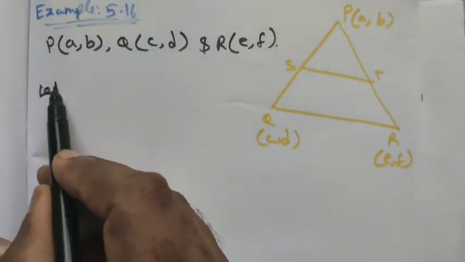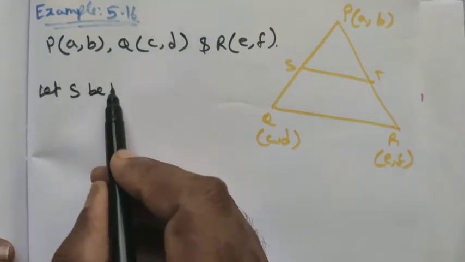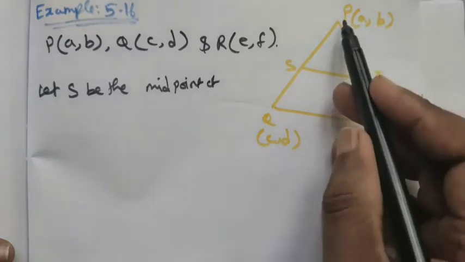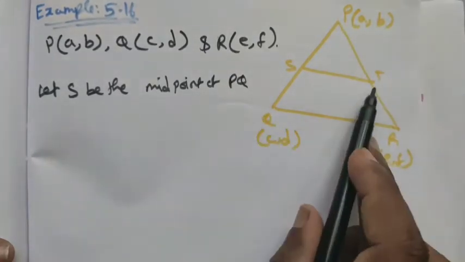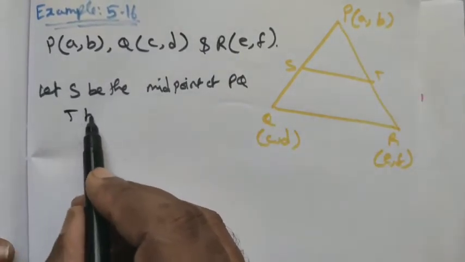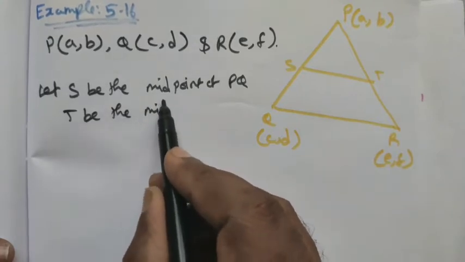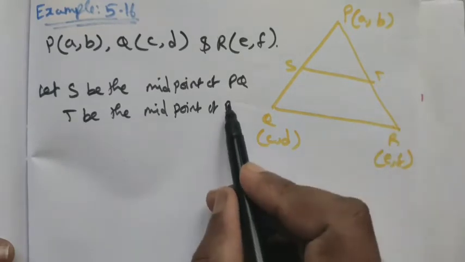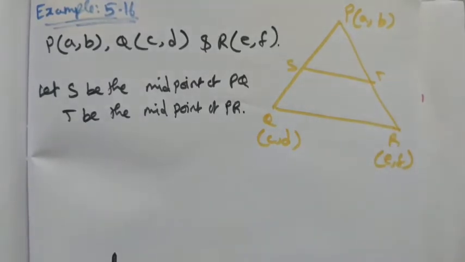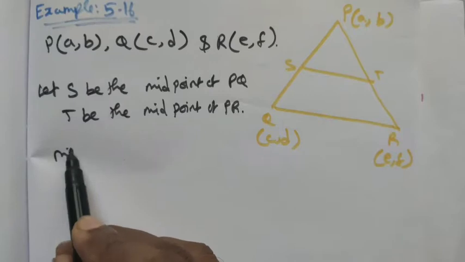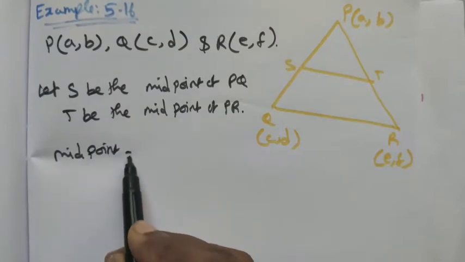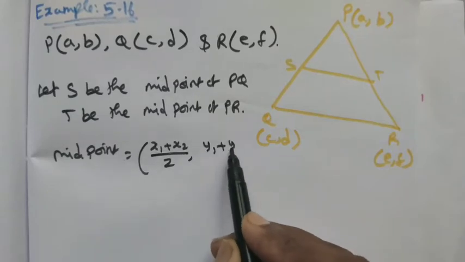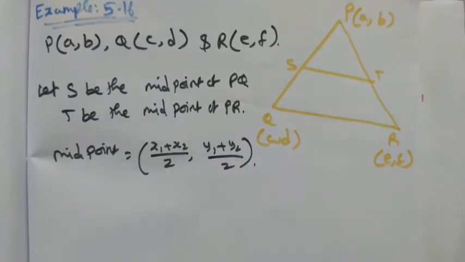Let me take it as, let S be the midpoint of P and Q and T be the midpoint of P and R, that is PR. Now we want to find the midpoint. We know the formula for midpoint. What is the formula? x1 plus x2 divided by 2, y1 plus y2 divided by 2 is the midpoint formula.